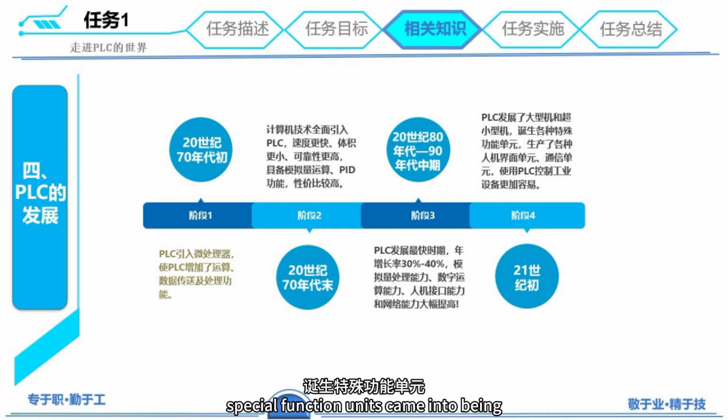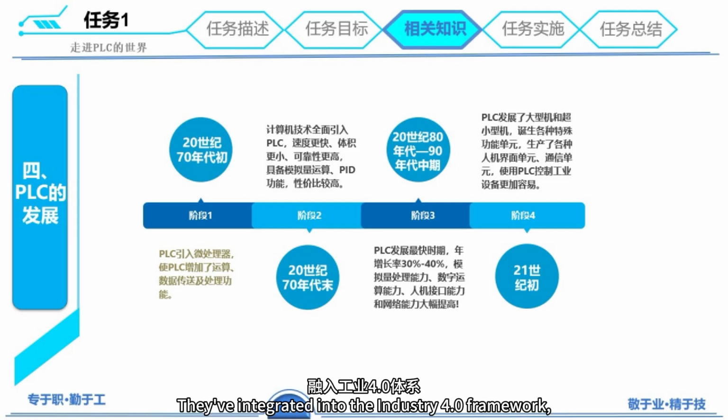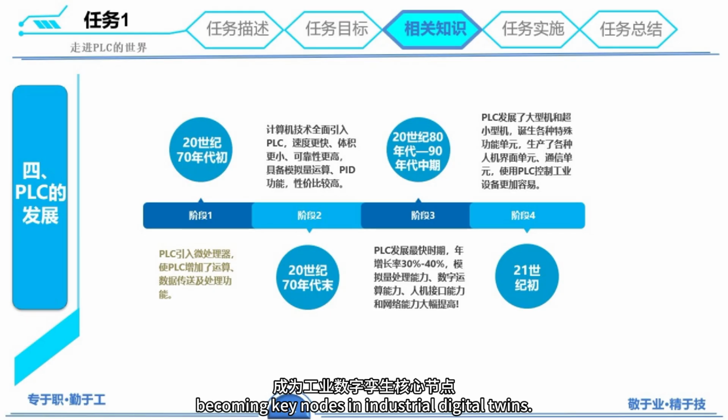Special function units came into being, and human-machine interfaces and communication units were produced, all of which made it much easier to control industrial equipment. Stage 4 has been from the early 2000s up to now. PLCs have evolved toward intelligence, networking, and openness. They've integrated into the Industry 4.0 framework and deeply combined with edge computing, the Internet of Things, and artificial intelligence, becoming key nodes in industrial digital twins.